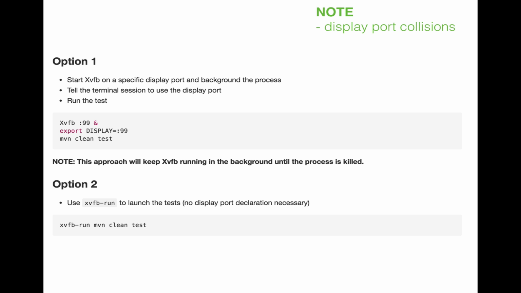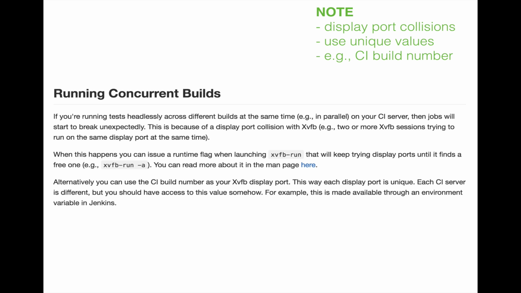A couple of notes about this. There is a potential for display port collisions if you have a lot of different jobs running on a CI server that are using XVFB. So you want to find a way to use unique values to launch XVFB. One example would be pulling the build number from the CI and using that as the display port number. Alternatively, when running concurrent builds, you could use xvfb-run with a runtime flag of -a to avoid this issue.